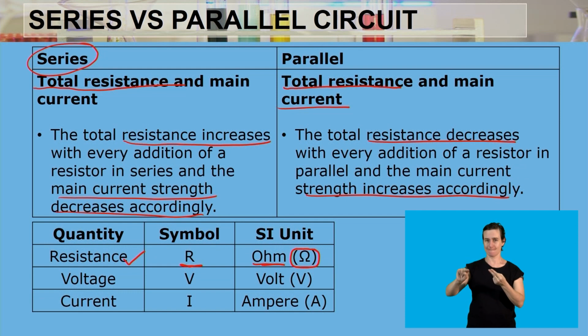And then another quantity that we looked at was the voltage. Our voltage has the symbol capital V, and the SI unit is the volt, and the symbol for the volt is also capital V. And then lastly, our current has the symbol capital I, and we know that it's measured in amperes, so the SI unit of the current is the ampere with the symbol capital A. So remember, the relationship between all of these three quantities is called Ohm's law.